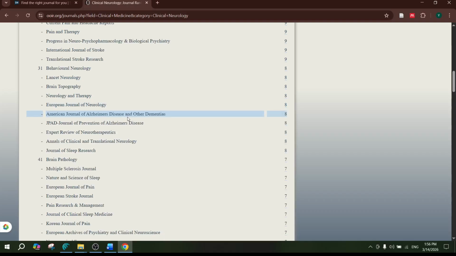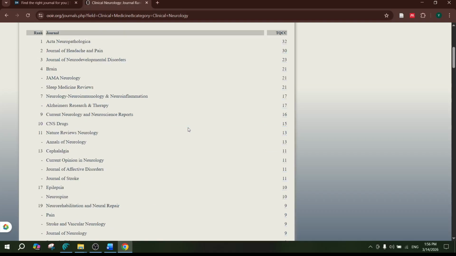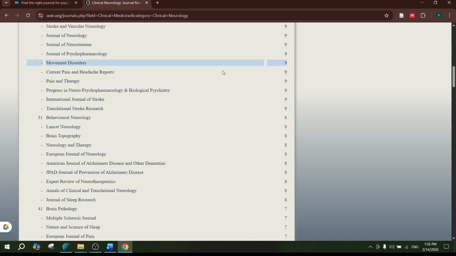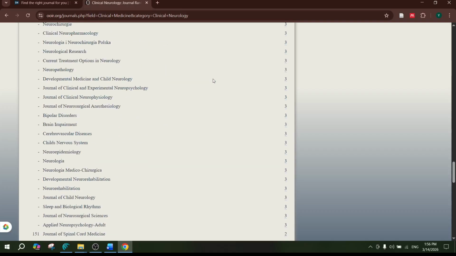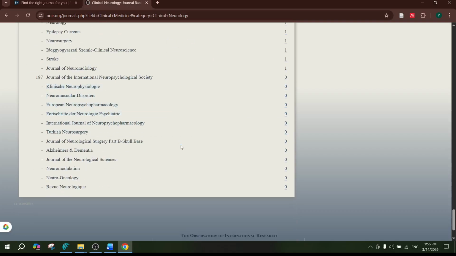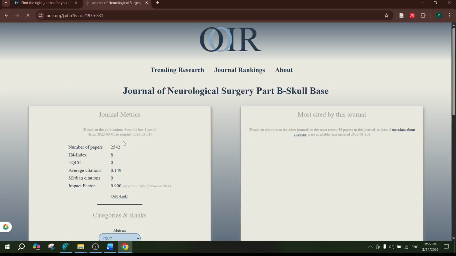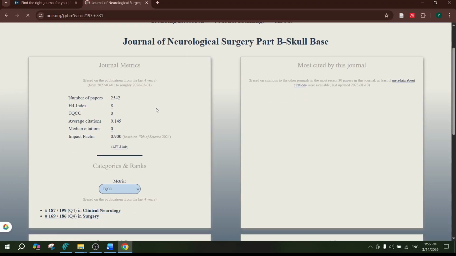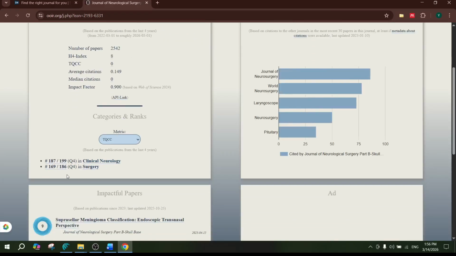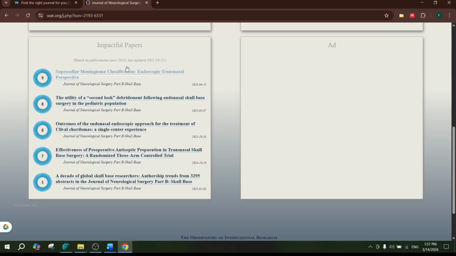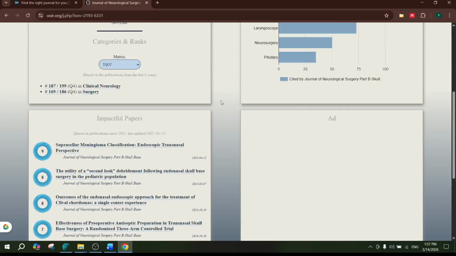There's no neurosurgery here, but as you can notice, all of the neurology journals are ranked here based on their impact factor from the highest to the lowest. But there are no more details. Let's click on this journal. It gives you the details, like the H-index, impact factor, the quartile, and other statistics, and the impactful papers.